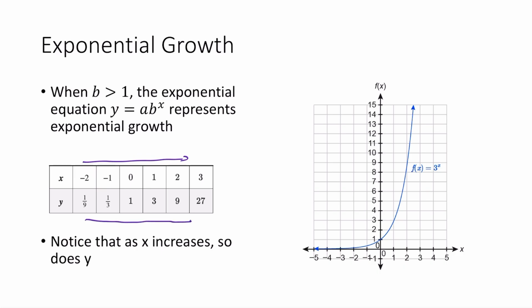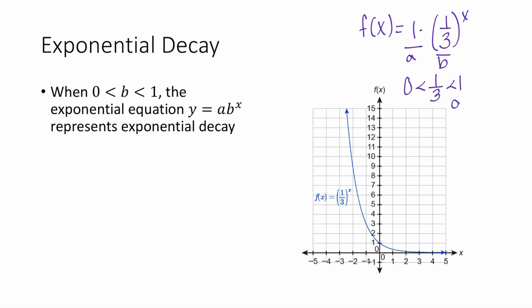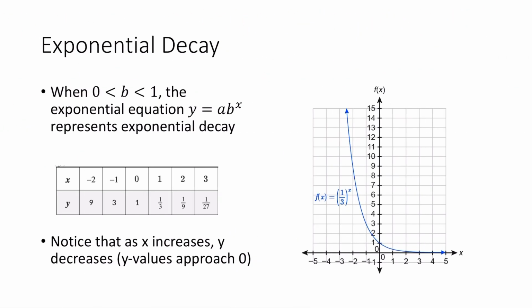If we look at the table of values, we'll notice that as x increases, the y values also increase in an exponential growth function. So if we have exponential decay, the value of b is going to be between 0 and 1. So for example, we have f of x equals 1/3 to the x. So if we describe this function in terms of a and b, our a value is 1, and our b value is 1/3. So we have 1/3, and that is a value that is between 0 and 1, so that is going to be exponential decay. So notice how the shape of the graph looks in this function. If we look at the table of values, notice that as x increases, the y values decrease. Okay, so that's something that's going to happen in an exponential decay function.